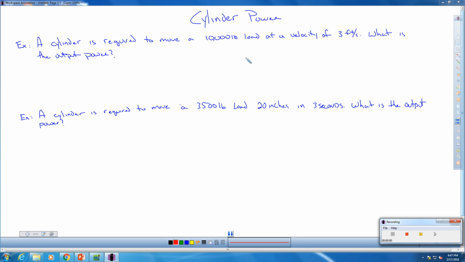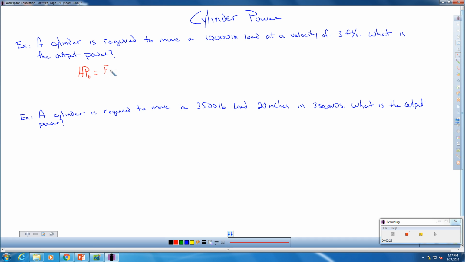We're taking a look here at cylinder power, and let's go through our example here. It says a cylinder is required to move a 10,000 pound load at a velocity of 3 feet per second. What is the output power? Alright, so if we want to look at our horsepower output, we'll go standard in this case.